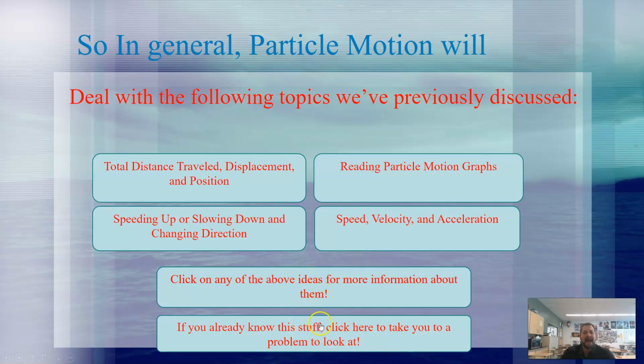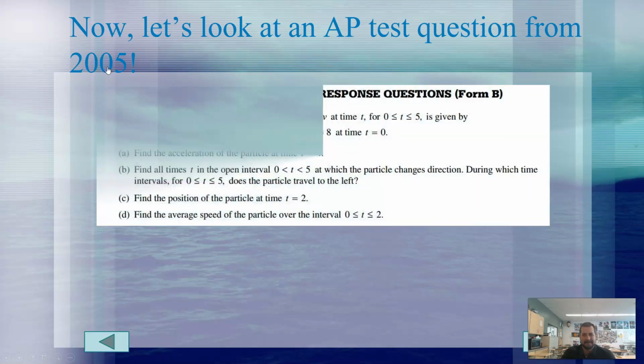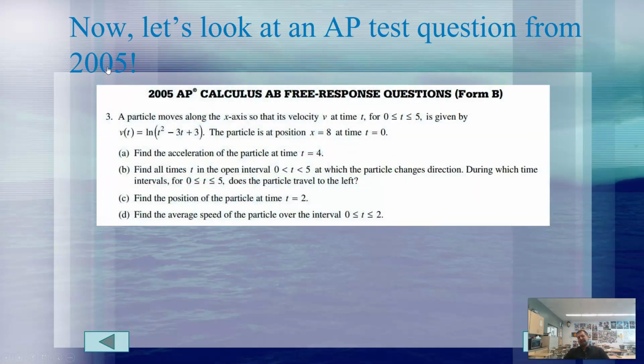Now that we have that down, let's take a look at a problem from a previous AP exam. Now, this is from a little while ago, but I think it gives us a good feeling as to what is happening. This is from 2005. Okay, so here's the question. A particle moves along the x-axis so that its velocity v for time between 0 and 5 is given by, and we've got this velocity function right here, and the particle is at position x equals 8 at time equals 0.